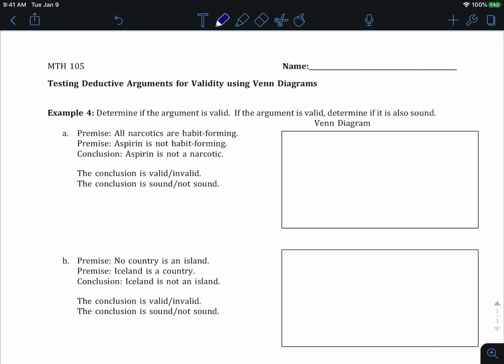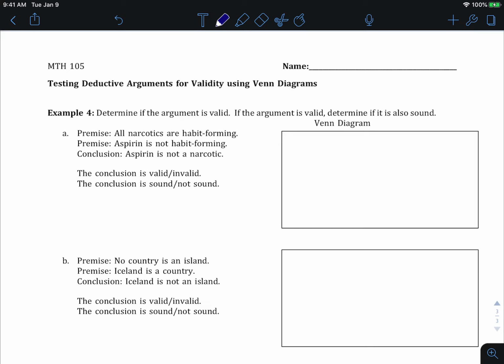So the last piece we're going to talk about in the 1-3 notes are testing deductive arguments for validity and soundness. And Venn diagrams might help us do so. We don't need to test inductive arguments because we can't, right? We discussed that. So for example 4 says determine if the argument is valid, and if it is valid, determine if it's also sound.